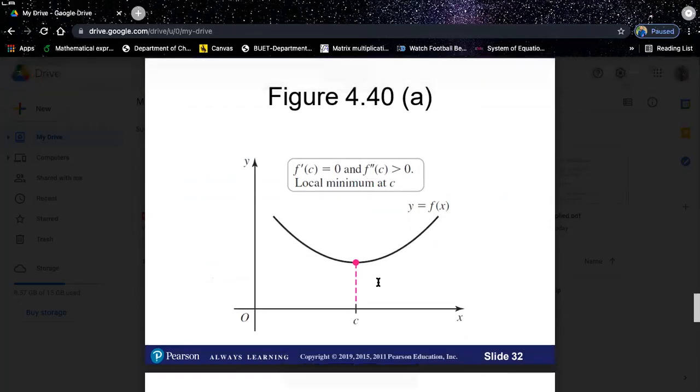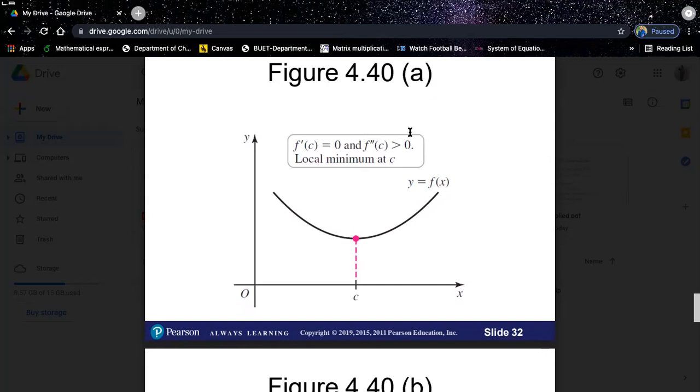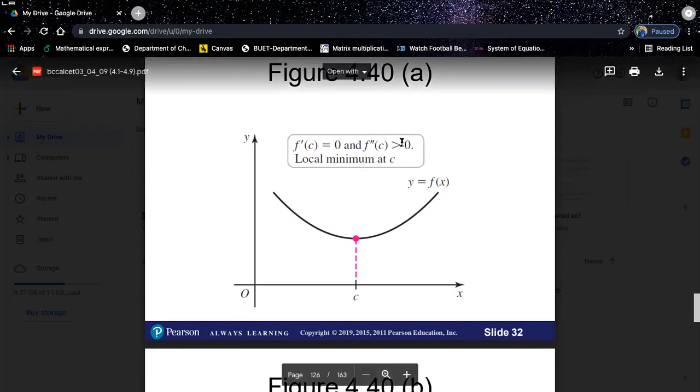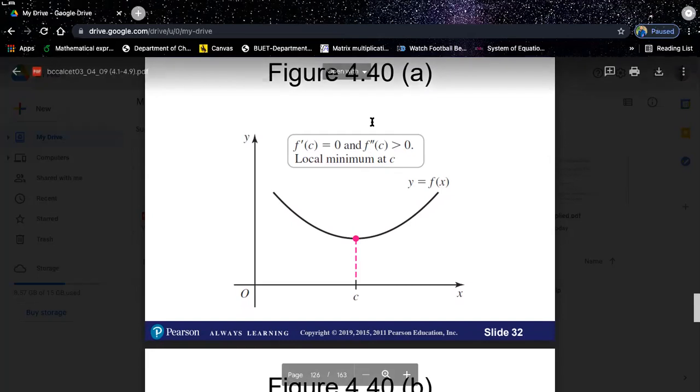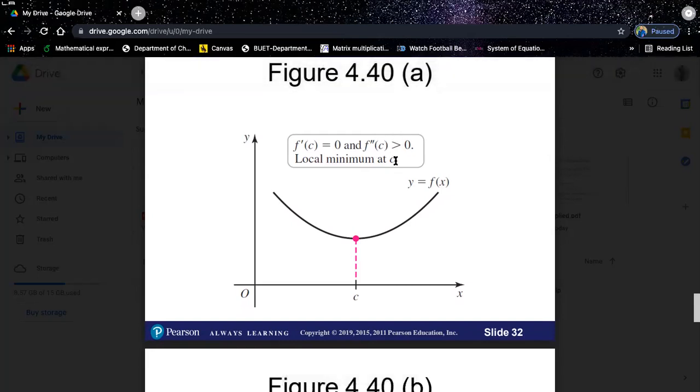So this is a graph where you can see we have a critical point at C, right? And the second derivative at this point is greater than 0. Since the function is not given, we can't really see how the second derivative is greater than 0. But when the function is given, we'll plug in the value and see that the second derivative is positive, and the function will look like this. Okay, we'll have a local minimum there.